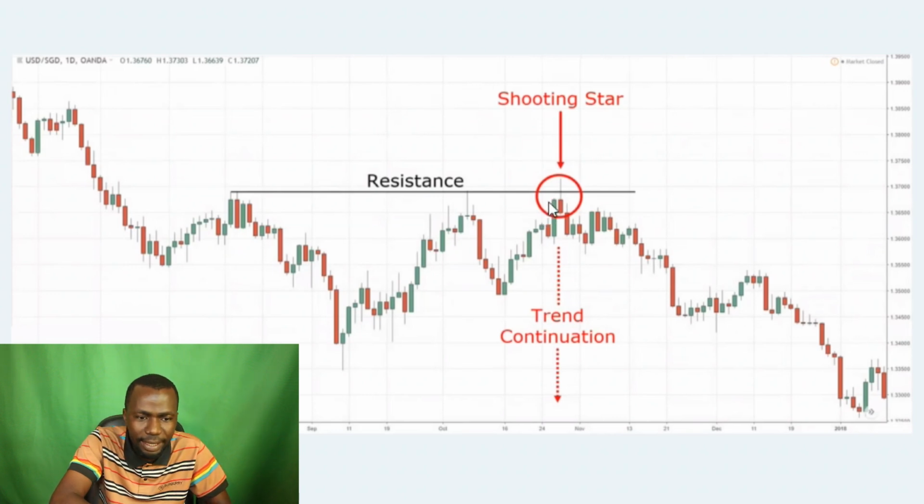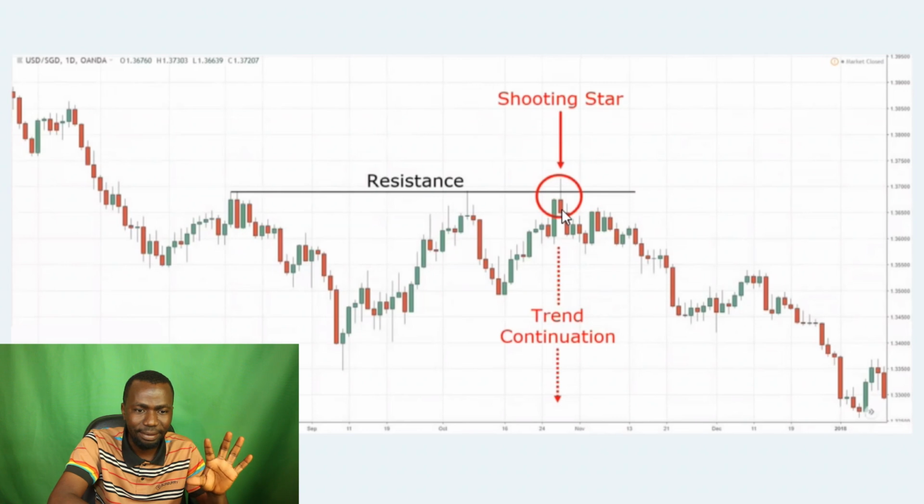So you can clearly see now that the price opened here and the buyers pushed the price all the way to the extent that the price broke above the resistance level. And then what happened? The price got rejected, right, and formed a shooting star. So this is what we call the bearish reversal pattern, right? The price got rejected and formed a shooting star.